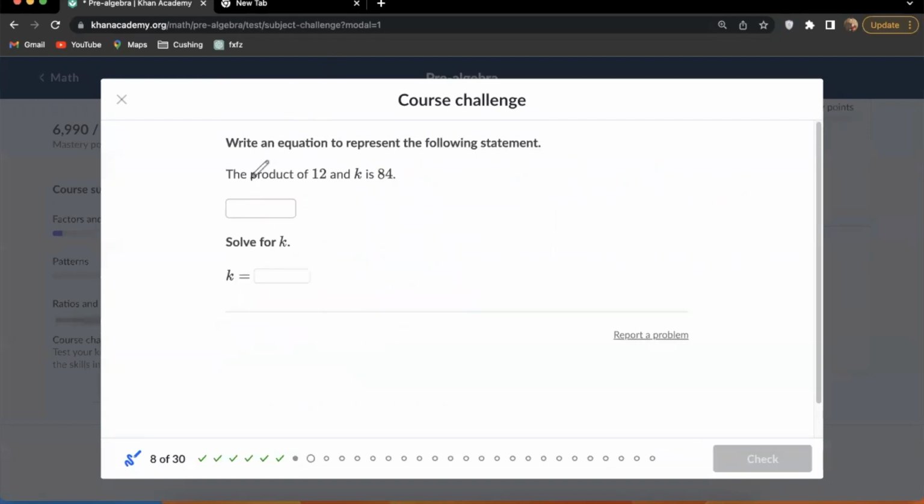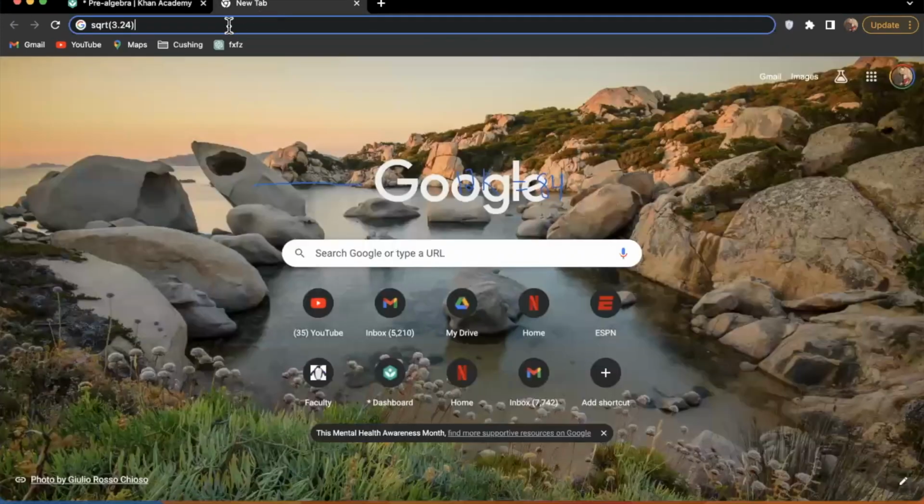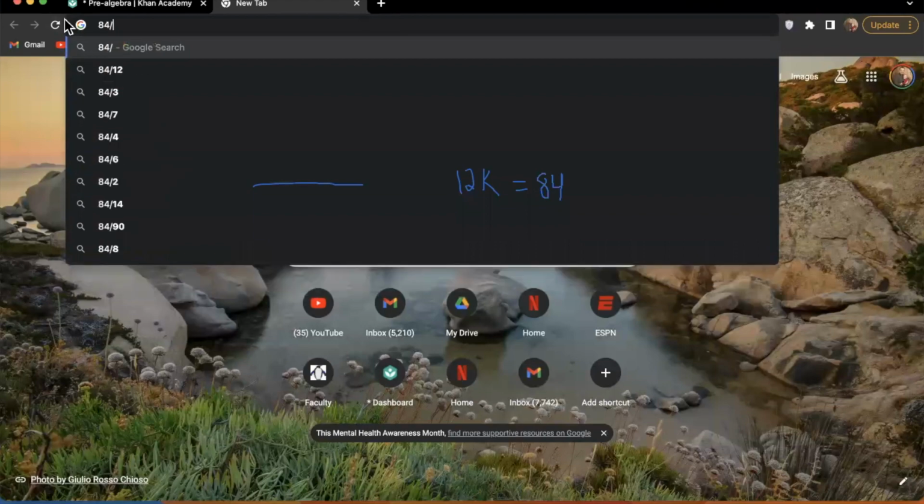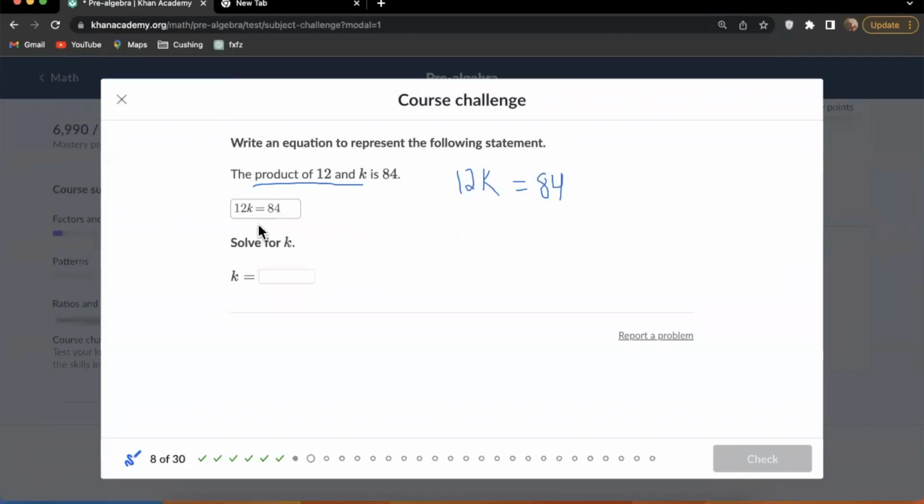All right, so it says, write an equation to represent the following statement. The product of 12 and k is 84. So the product is things being multiplied. The product of 12 and k, 12 times k, equals 84. So that's going to go into our answer box here. And for k, I'll do 84 divided by 12, and we're talking 7. So k is 7.